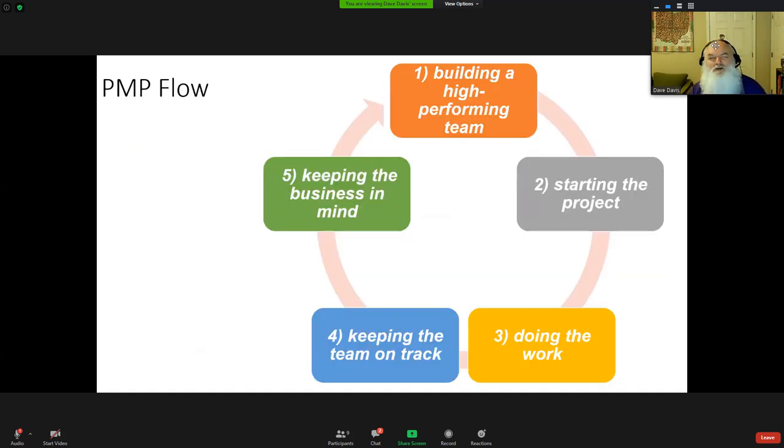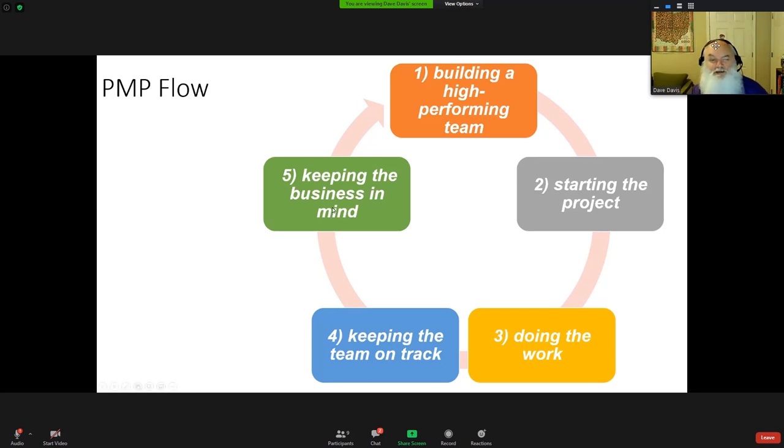And then they have a new flow. If you remember back before, we had the planning, initiation, et cetera. The new flow is going to be dealing with a high-performing team and then starting the project. I think it's kind of interesting that they're building the team for starting the project. If you remember in the past, we always had to have a charter before we could build a team. Now we're starting a project, then doing the work, keeping the team on track, which is similar to monitoring and controlling, but it gets more into the controlling piece on how to take corrective action.